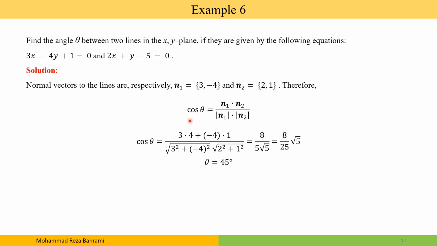Cosine of theta equals the dot product divided by the norm of the vectors. So from here we can calculate cosine of theta, which leads to 8 over 25 times square root of 5. So from here we can say that theta is the arccosine, which means that theta is 45 degrees.